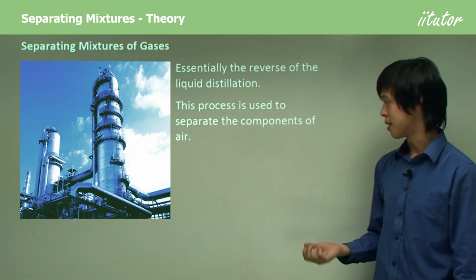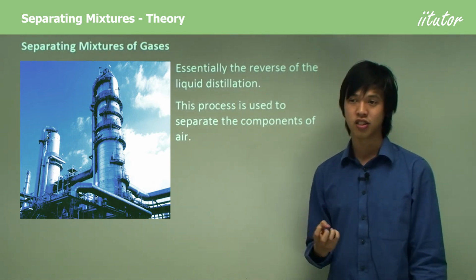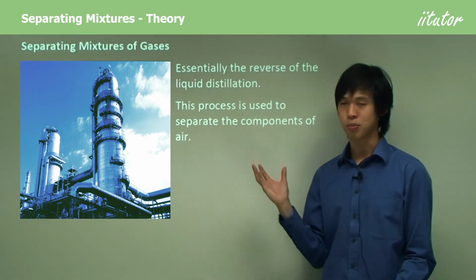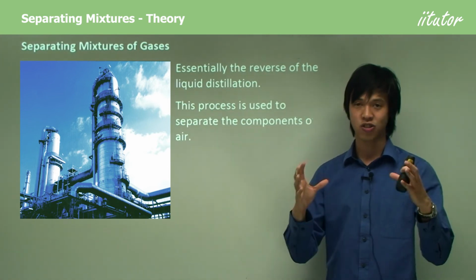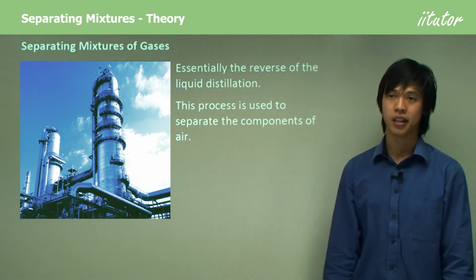This process is used to separate the components of air. So for instance, if you've ever wondered how they actually get liquid nitrogen, they use this process. They condense the nitrogen into liquid, take it away, and that leaves over some oxygen and whatever else is in the air at the time.